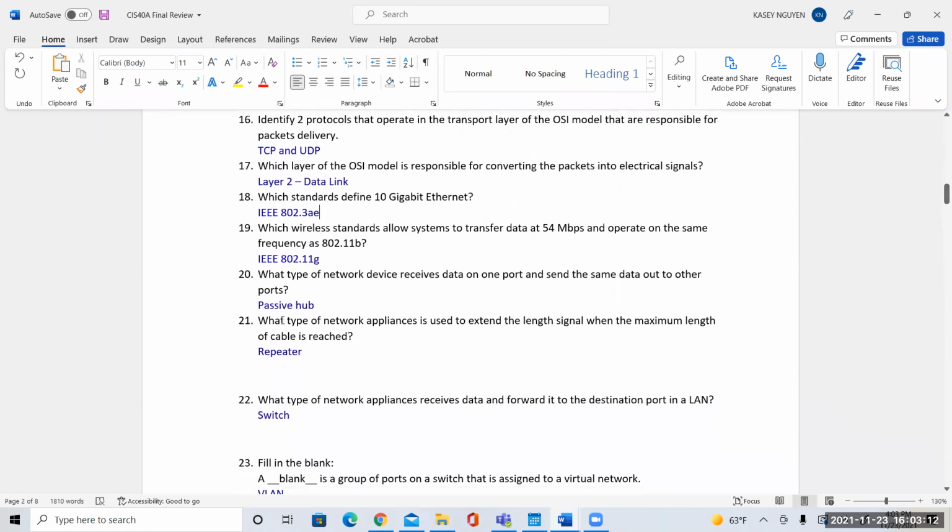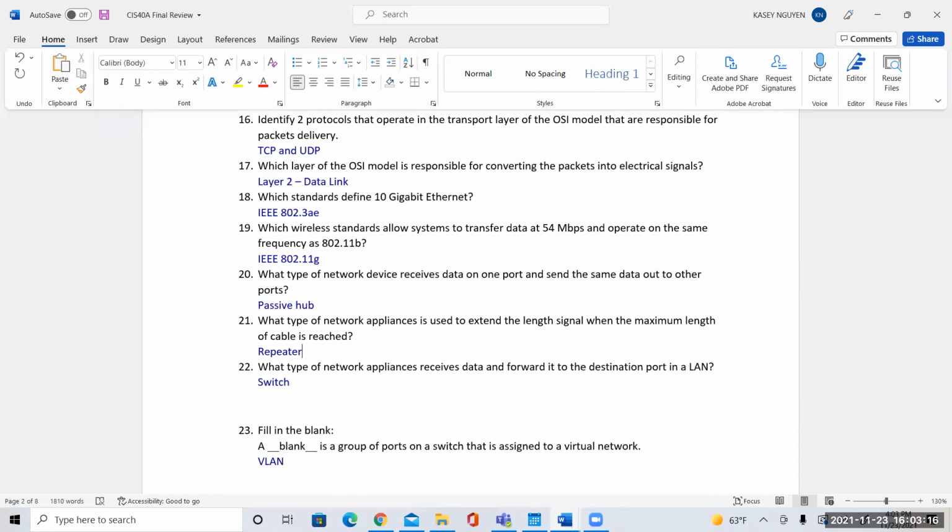Okay, 22. What type of network appliance receives data and forwards it to the destination port in a LAN? And remember, this one's different than the hub in that it does send it to the destination port. It forwards it, right? The switch forwards it to the port. So that will be your switch.